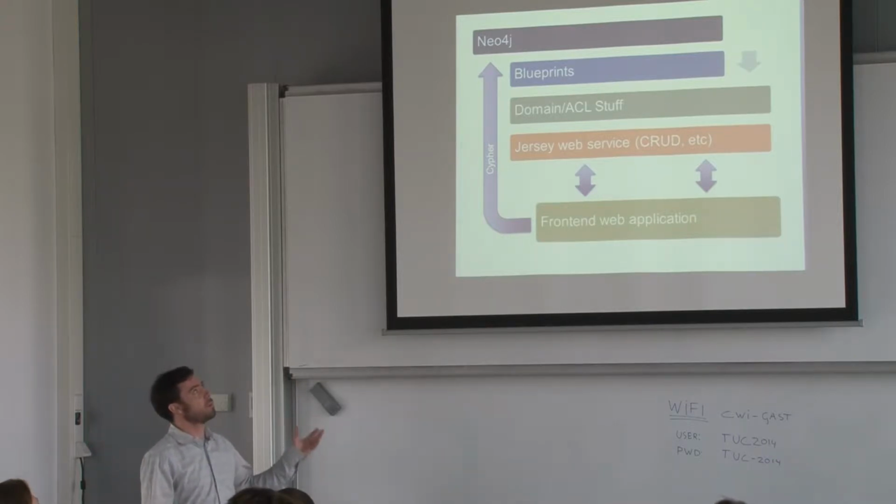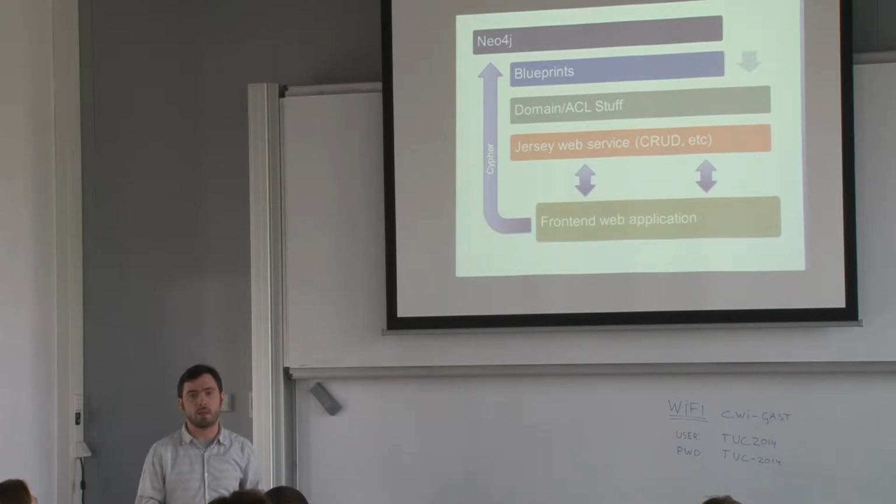So it's basically the stack we're using. We're using Neo4j, and then on top of that we've got the Blueprints API. For those who aren't familiar, Blueprints is an abstraction layer which theoretically enables you to plug in another graph underneath, like Sparsity's graph or Titan or something like that. And then that's exposed via a web service. It does all the boring heavy lifting of making sure of permissions and CRUD and what have you.